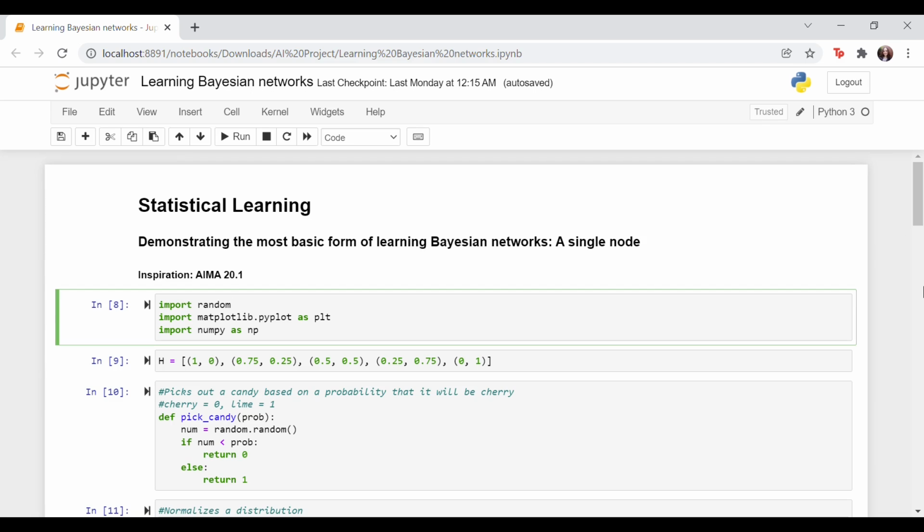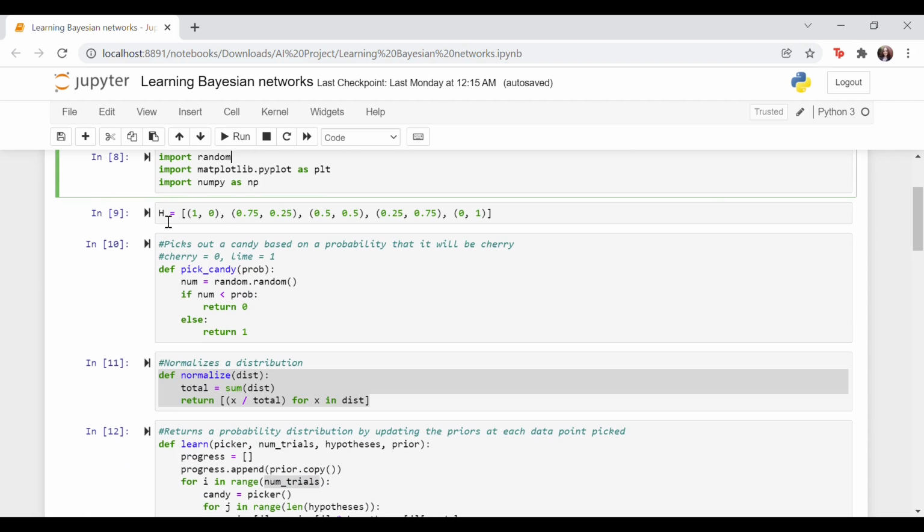So in this Jupyter notebook, I'm going to demonstrate learning a distribution over a single node, which is the most basic form of learning a Bayesian network. So here I've defined the different hypotheses.